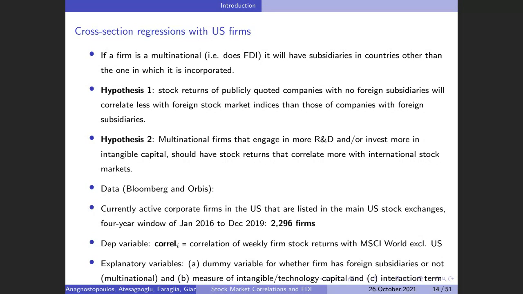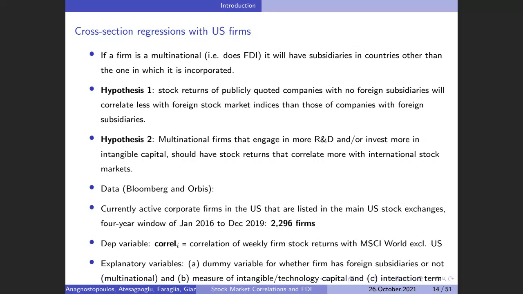And how to analyze that? We try to come up with an analysis at the firm level. So, if a firm is multinational, it will have subsidiaries in countries other than the one in which it's incorporated, right? That's the definition of FDI.